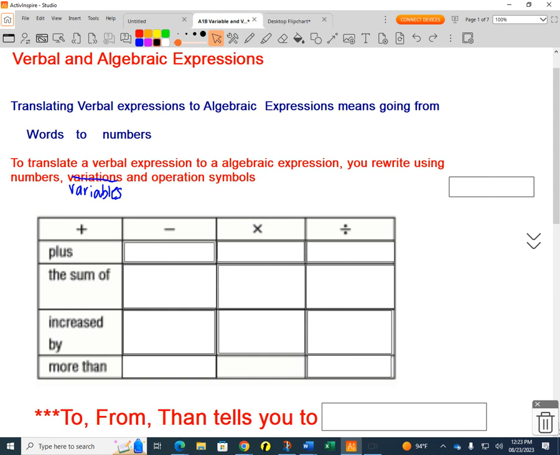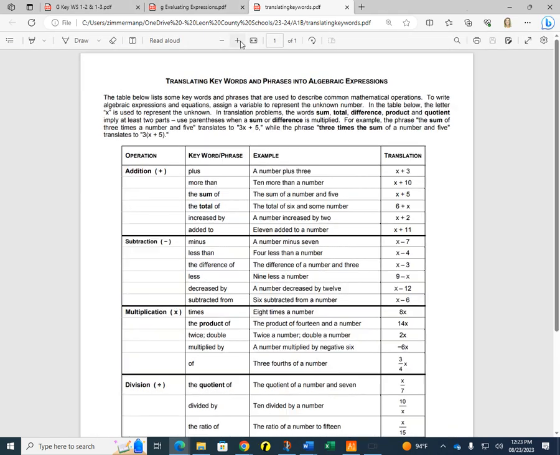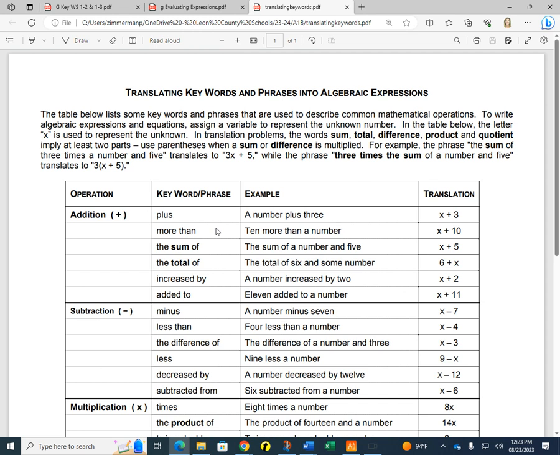I'm going to pull up my copy of that. All right, so this is that. You don't have to do anything with this. This is just information. But we're talking about addition, and you can see here a number plus 3. We would translate that to x plus 3. So one thing I don't think I have in your notes, so we'll add at the bottom.